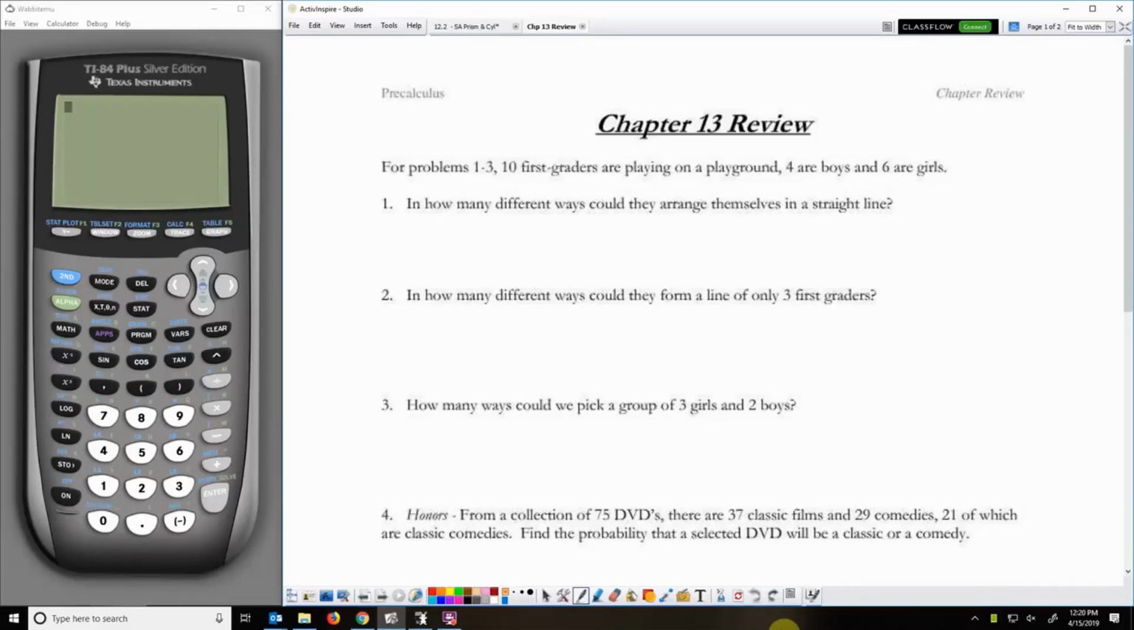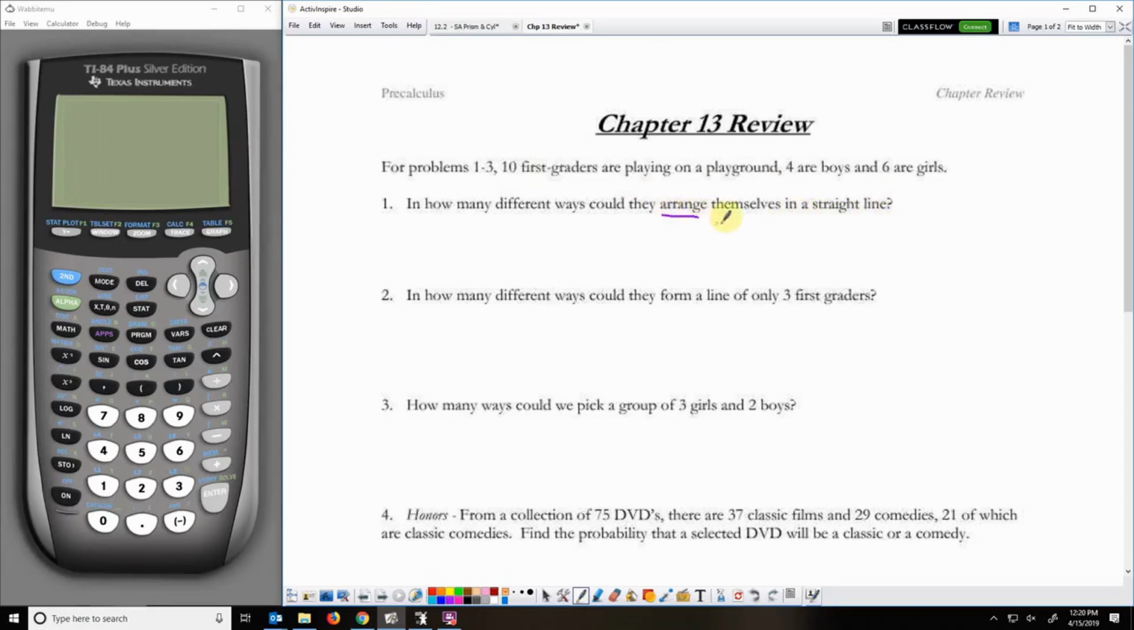Today we are going to review a number of ways an event can happen. We're going to review some probability and some odds as well. In how many different ways can you arrange 10 first graders, 4 boys and 6 girls in a straight line?